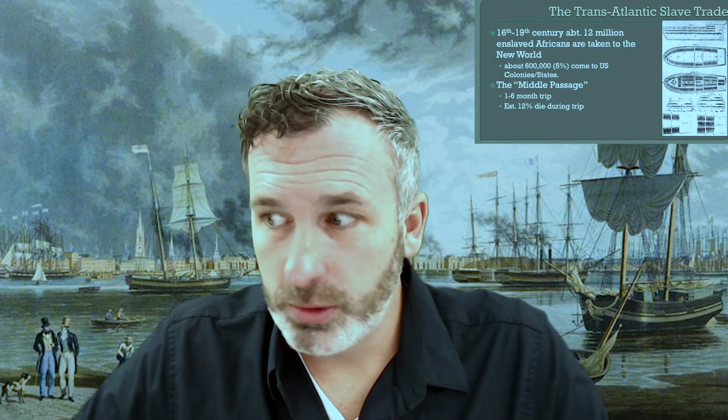This Middle Passage, depending on the time, depending on the weather, depending on a lot of factors, could take between 1 and 6 months. A lot of people don't even make it. An estimated 12% of the entire population that is stolen away from Africa. And by the way, the word stolen is the way that they refer to themselves. A lot of them were stolen from Africa, stolen from their homes. About 12% don't make it.